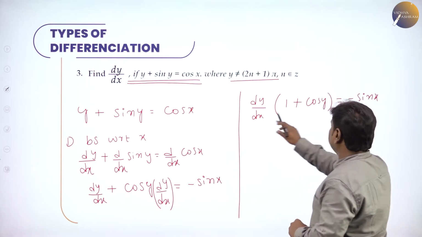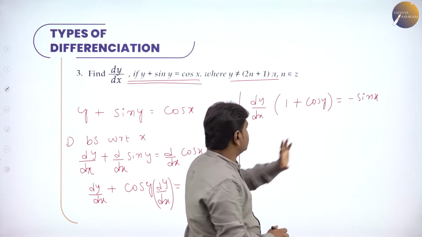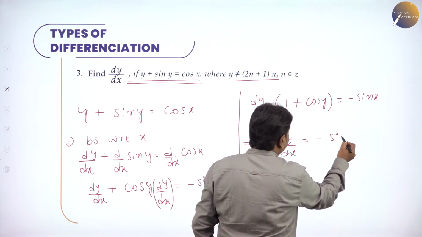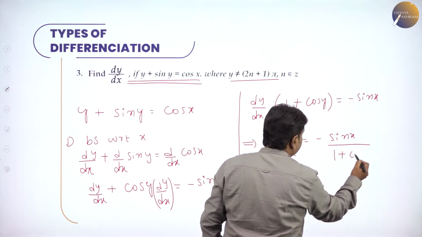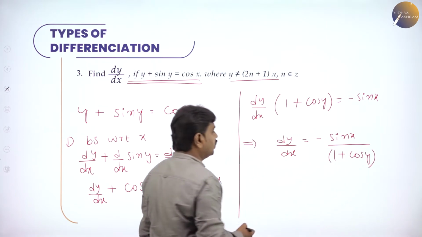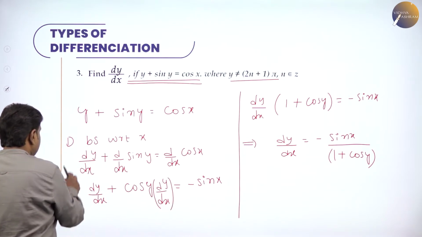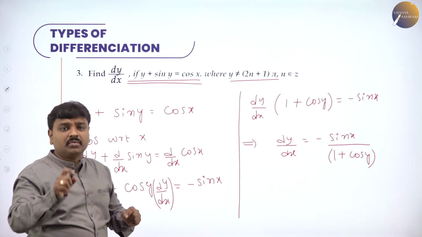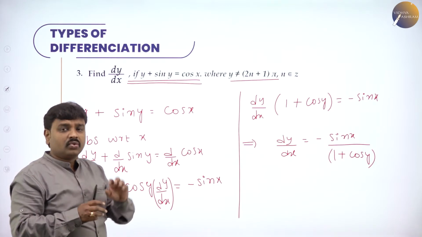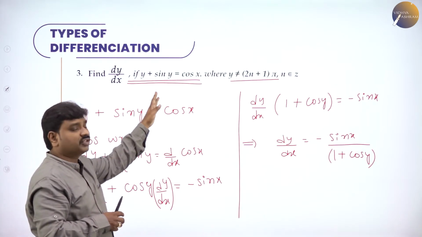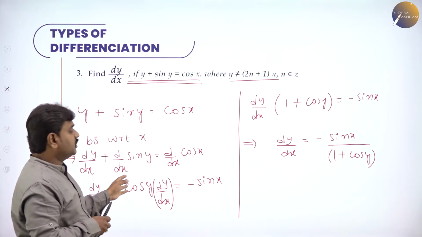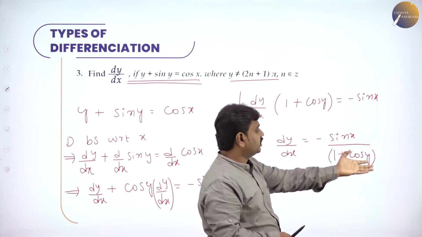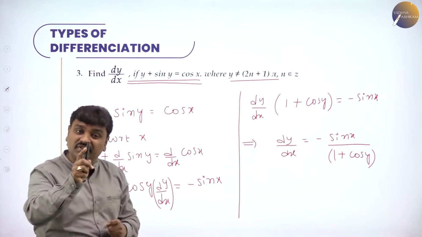Now we are interested in dy by dx. So transfer the other term to RHS. That implies dy by dx is equal to minus sin x divided by 1 plus cos y. So now we got the value of dy by dx. I hope all of you understood, because as soon as you see the problem, it is implicit. How to decide implicit? The problem is not in the form y is equal to f of x. Y is not separated, so it is implicit. Whenever it is implicit, differentiate both sides and group all dy by dx terms. Take dy by dx common and make it the subject. I took dy by dx common, transfer the other factor to RHS, and you will get the answer. In every problem, we will do the same if it is implicit.